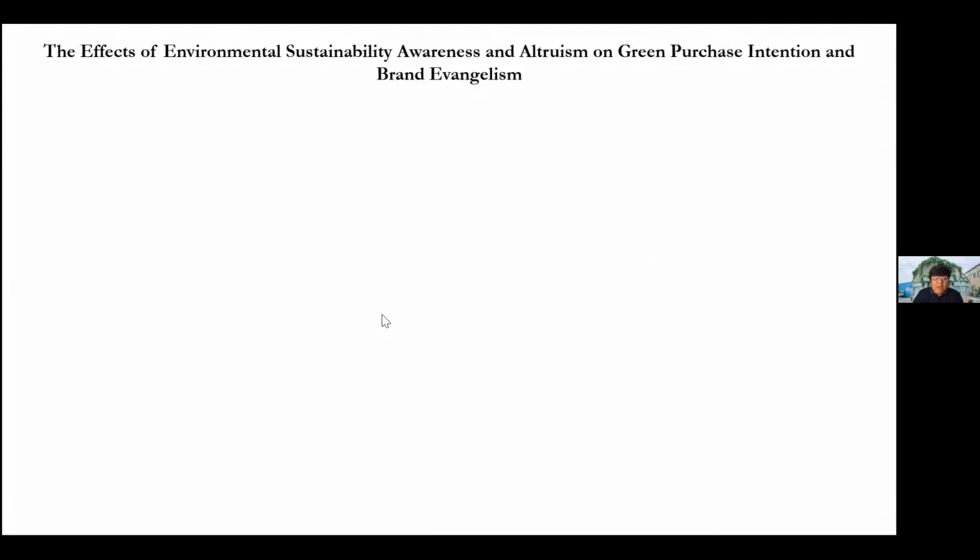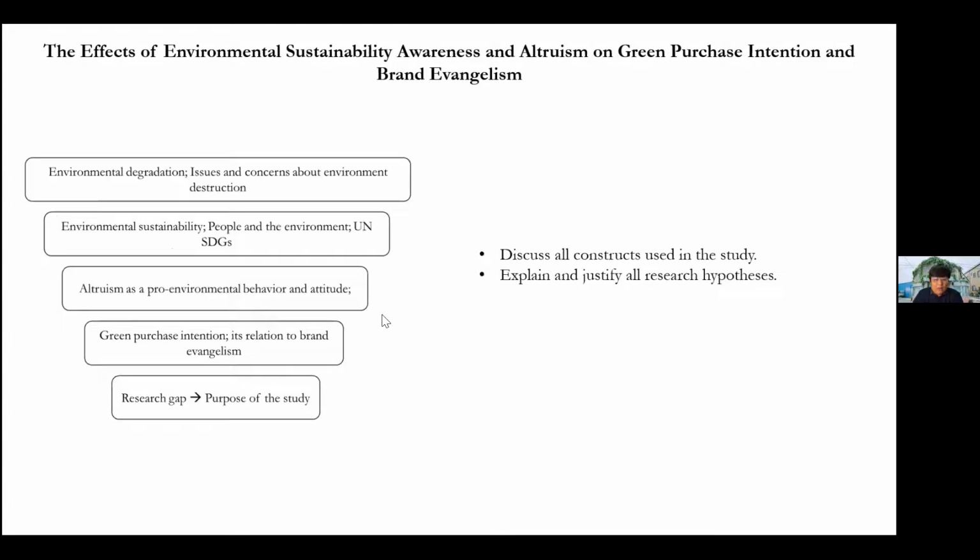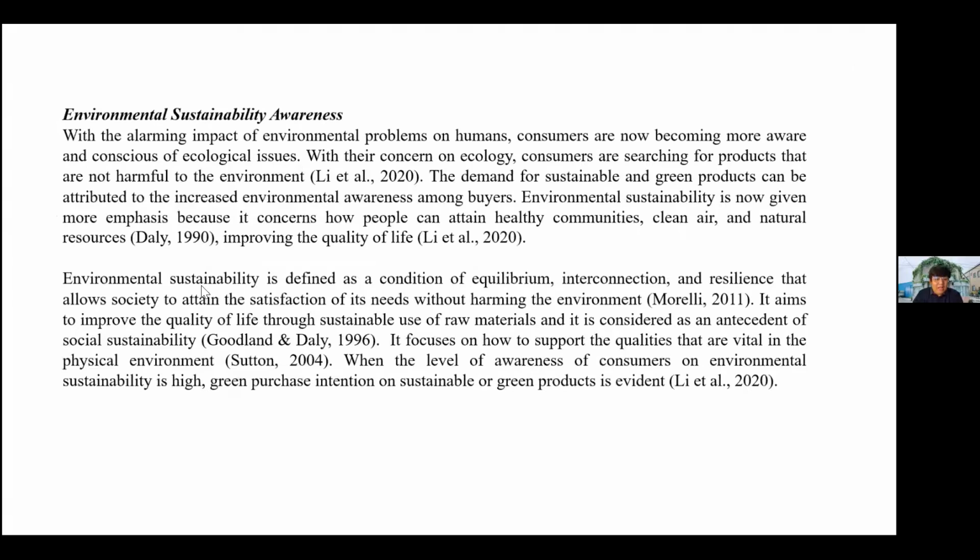So if I will be giving you an actual chapter 2, magbigay lang ako ng example like this one. This is the actual literature review section of my student in her proposal paper. So you will see here, yung first paragraph niya talks about environmental sustainability awareness. So she provided ample discussion on environmental sustainability awareness in order for the reader to have the idea of what environmental sustainability awareness is all about.